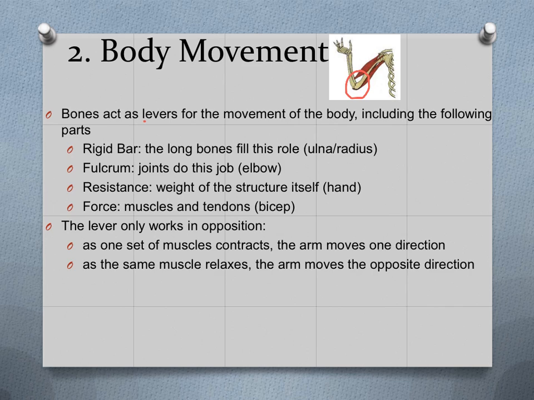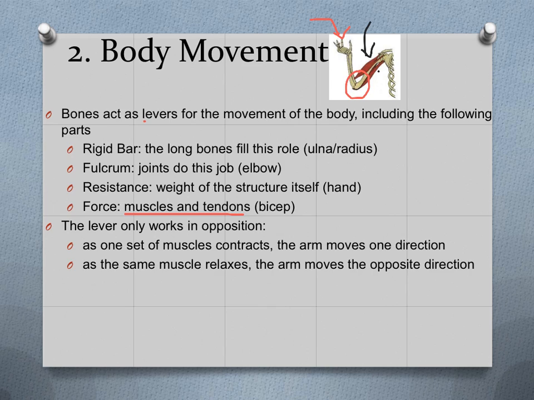There has to be some kind of resistance, which is usually the weight of whatever is being moved. So in this case, that would be the weight of the hand because it's being moved up toward the shoulder and potentially back down. And then there is a need for muscles and tendons to provide the force of that movement. So in this case, we have two muscles involved.